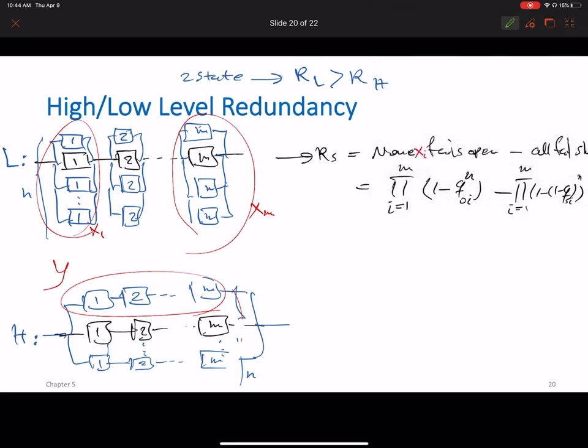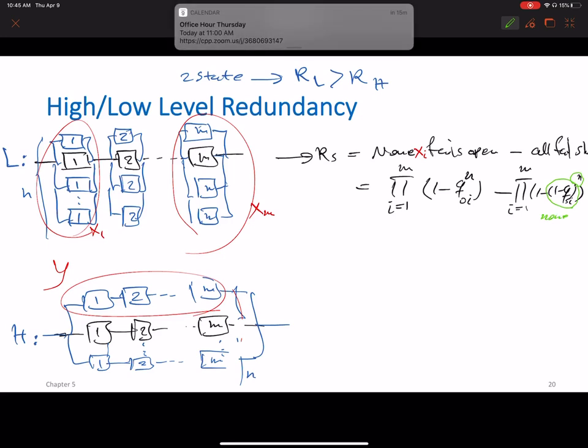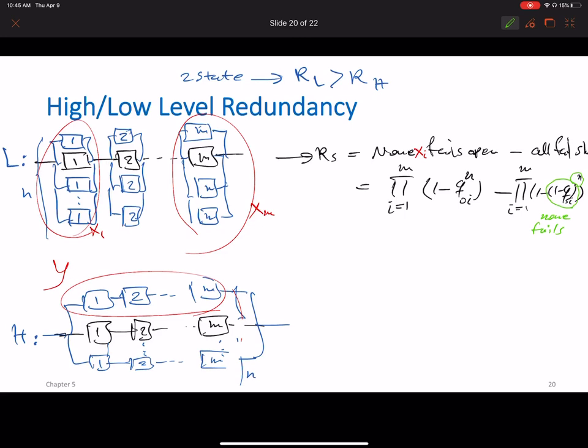This part, this green part, including this N, means none fails short. None of them fail short. And 1 minus that, which is this part, means at least one fails short.